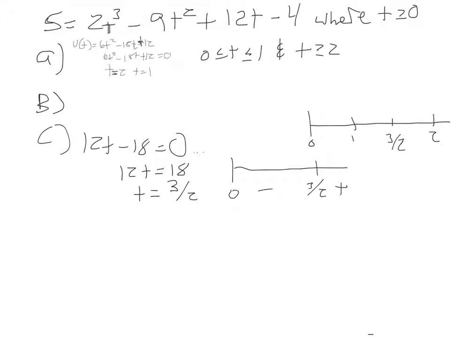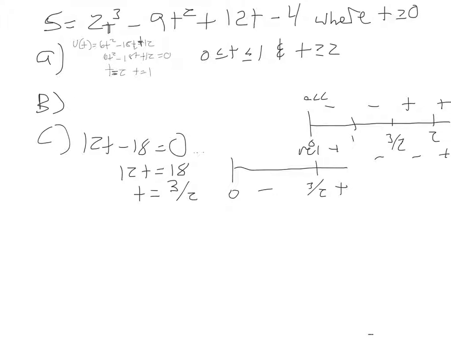We already found that in the interval from 0 to 1, the velocity was positive. From 1 to 1.5, the velocity's got to be negative. From 1.5 to 2, it's still negative, and for greater than 2, it's positive. I know that from 0 to 3/2, the acceleration is negative. So negative, negative, positive, positive.